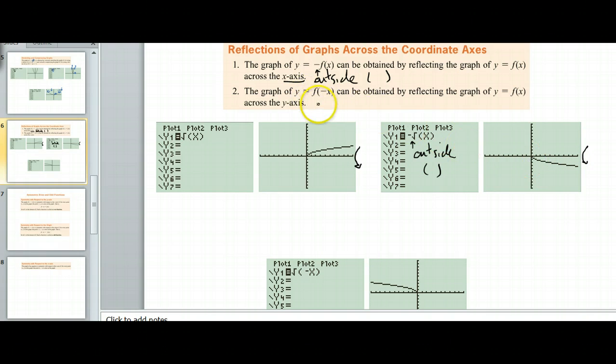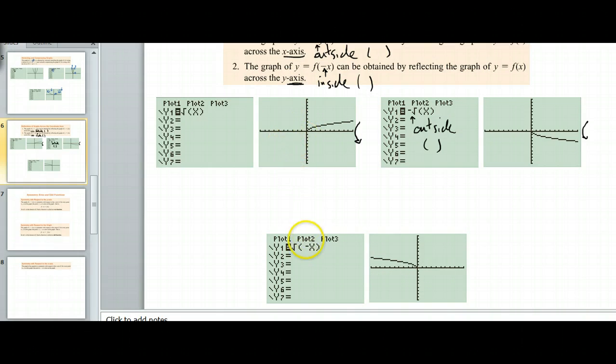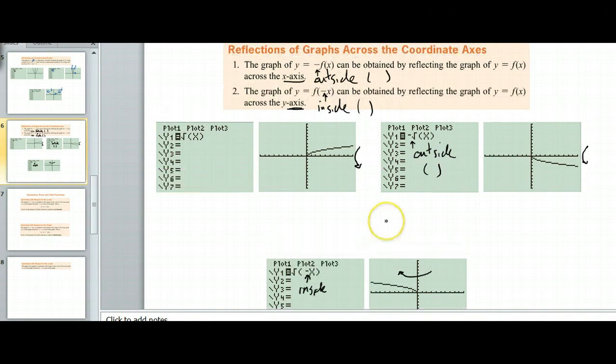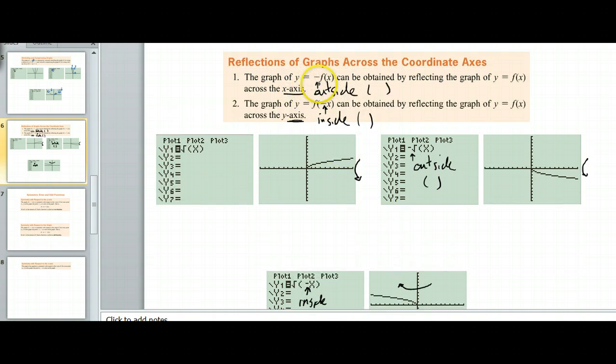Okay, now this is inside the parentheses. Alright, notice that that negation is on the inside, and which one does it go across? This time the y-axis. Alright, so here we've got that negation going on inside the parentheses, and now it goes across the y-axis. Alright, so reflections occur with the negative signs. Just where is that negative sign located? If it's outside, it's across the x-axis. If it's inside, it's across the y-axis.